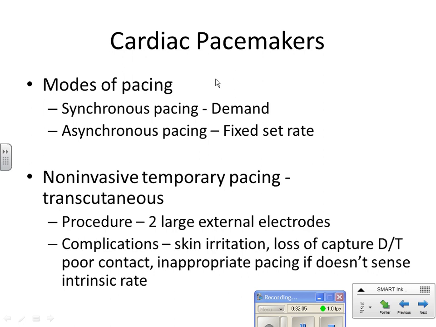Non-invasive temporary pacing, that would be that patient in third degree complete heart block, and we're waiting to put in the permanent pacemaker. So they will have the electrodes placed on their chest in order to stimulate that heartbeat and keep them at a good heart rate so that they don't die of cardiac failure.